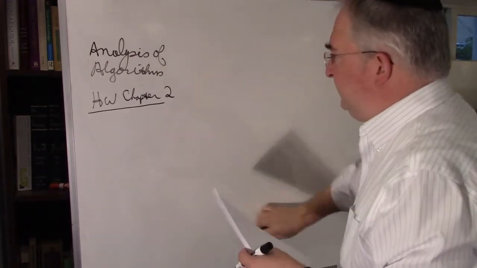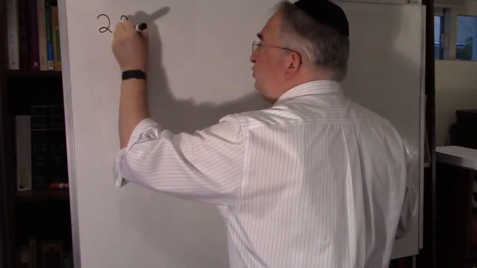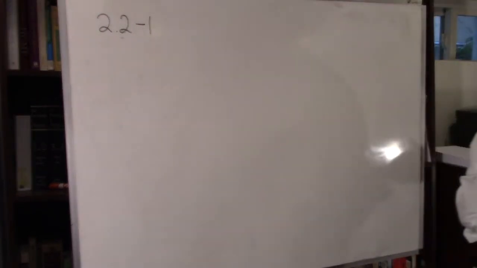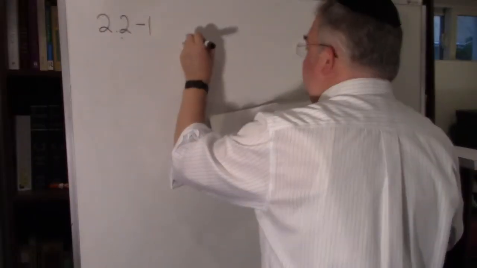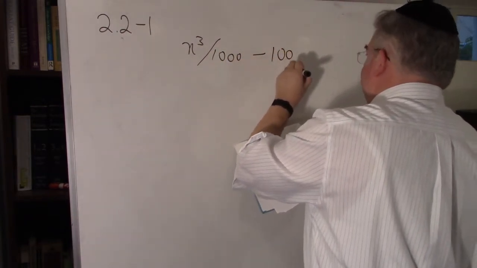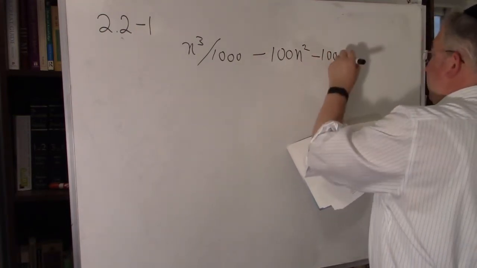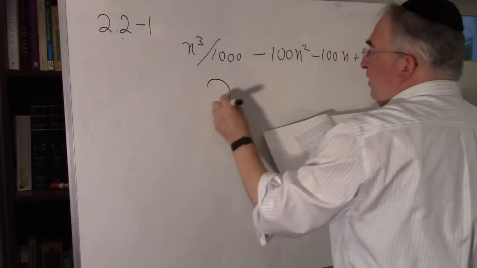Okay, next. Okay, so this is number 2.2-1, section 2.2, and that's the beginning of analyzing functions. So it says express the function n to the third divided by 1,000 minus 100 n squared minus 100n plus 3 in terms of theta notation.